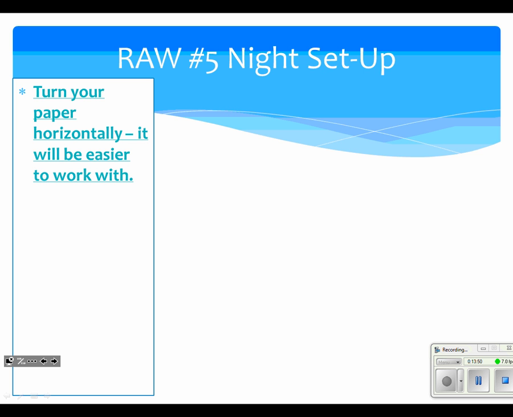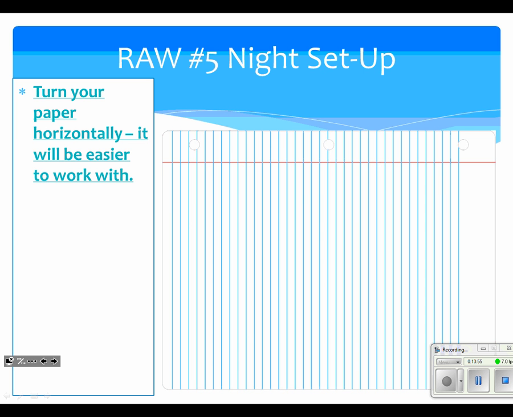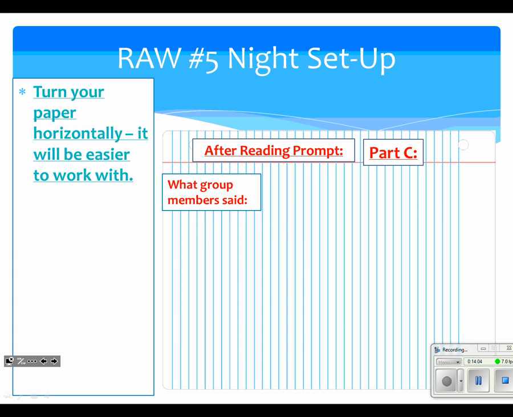I'm going to have you turn your notebook or paper horizontally so you can work with the chart that I'm going to ask you to copy. So for Raw 5, this is part C of an after reading prompt. And I'm going to have you copy down a little note for yourself as to what the chart's going to have. It says what group members said.